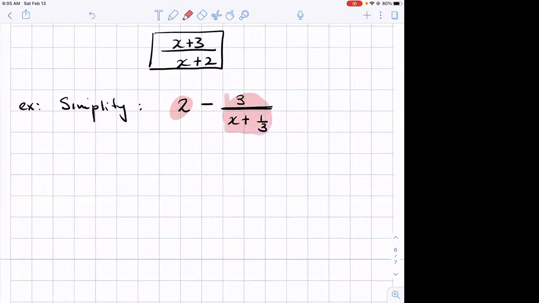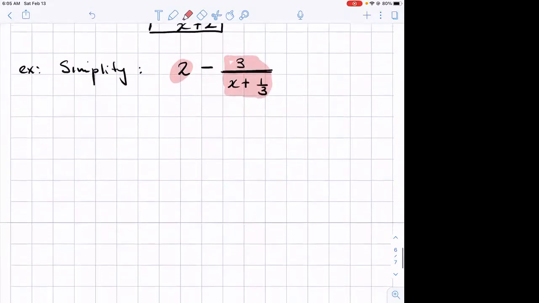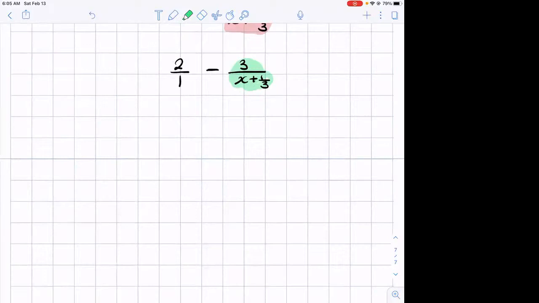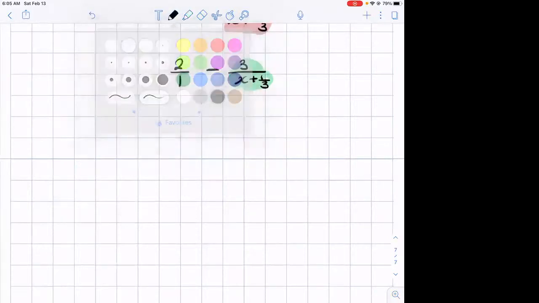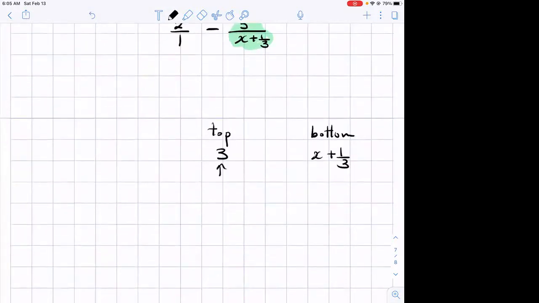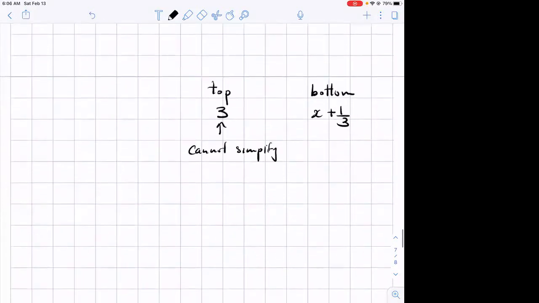But the one to the right seems to be more complex, right? So this is the same as 2 over 1 minus 3 over x plus 1/3. So let's see if we can simplify this fraction, this complex fraction. Okay, this one is complex. So if we look at the top and the bottom, top is just 3, and the bottom is x plus 1 over 3. So there's nothing here to simplify, okay? Cannot simplify. It's already in its simplest form. It's 3 over 1. Doesn't matter.